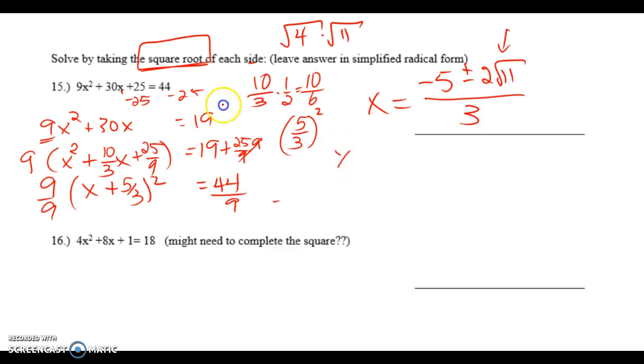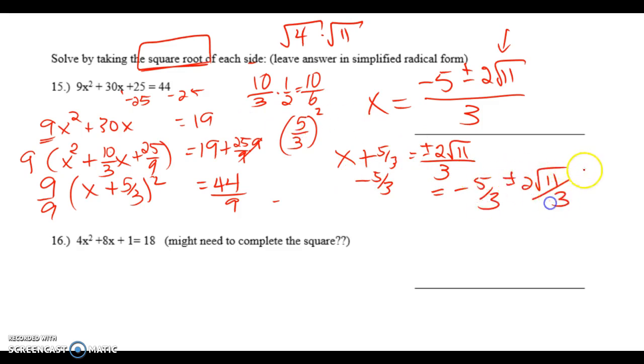Take the square root, x plus 5 over 3 equals positive and negative square root of 44, which we said is 2 square root 11, square root of 9 is 3. Subtract 5/3. Becomes negative 5 over 3 plus or minus 2 square root of 11 over 3. Same answer. Okay? So you could have done it either way.